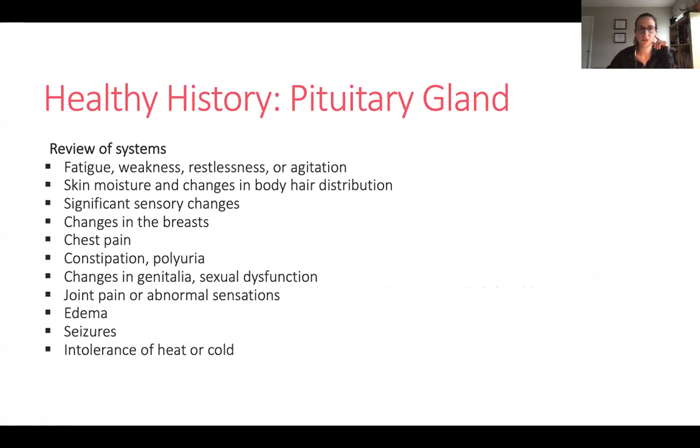So the health history of the pituitary gland, we want to make sure. You're feeling frustrated. Oh, somebody's talking. Let's see. Okay.